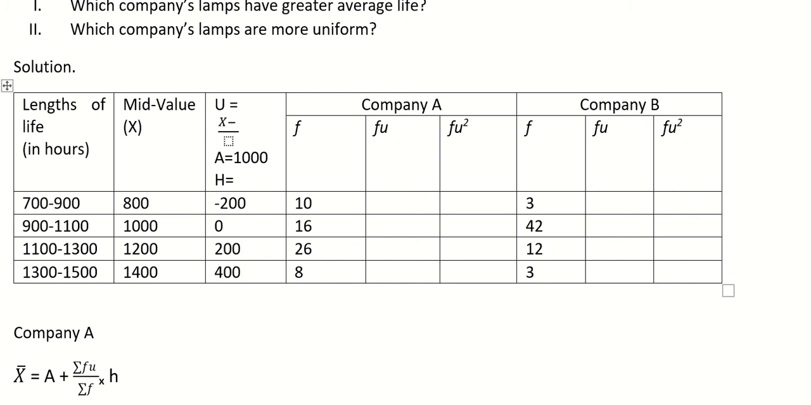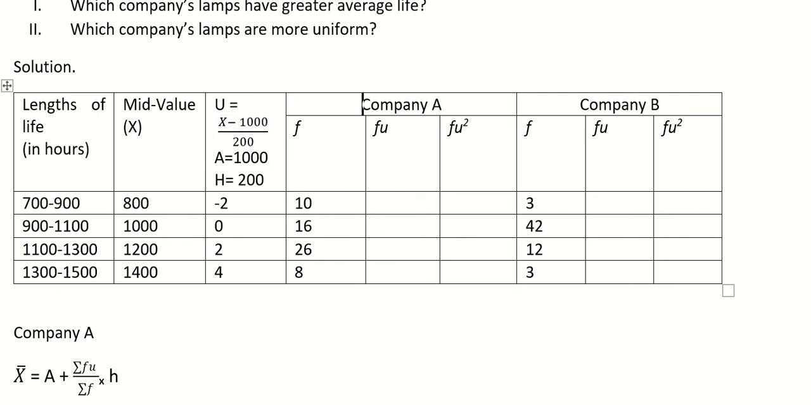Here you can see that all the values are divisible by 200, so h can be 200. h is basically the common factor, right? So it will become minus 2, plus 2 and plus 4. Here I can write the formula: u equals x minus A over h, where h is 200 and A is 1000. So here we have calculated u.